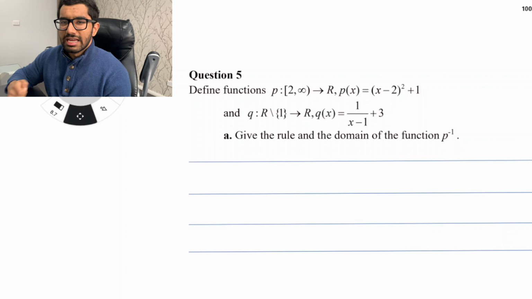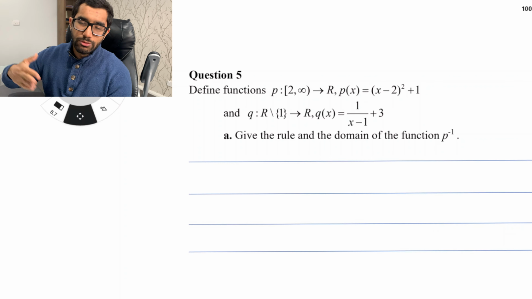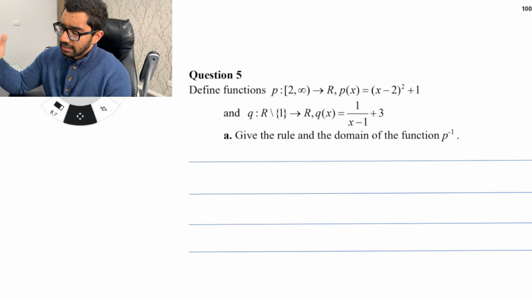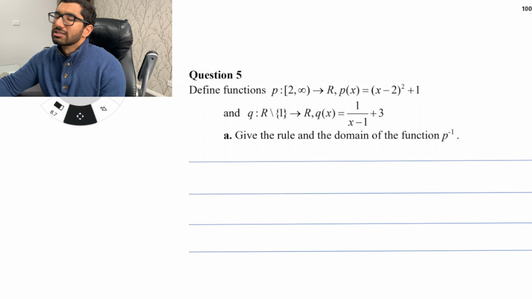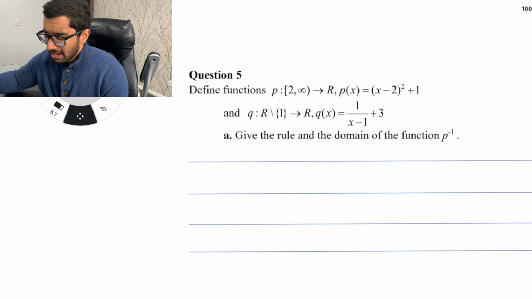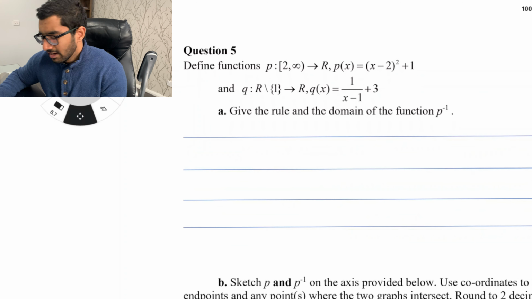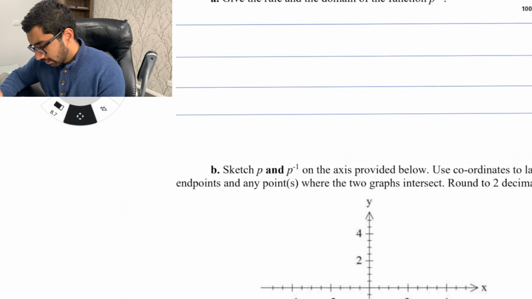So basically, you're just finding the inverse of a parabola, so that would be a square root function, okay? And the domain of p inverse would be the range of p, which in this case, I can deduce it's 1 to infinity, but like I said, you don't really need to do that calculation at this stage. You'll just get back to it later, okay?